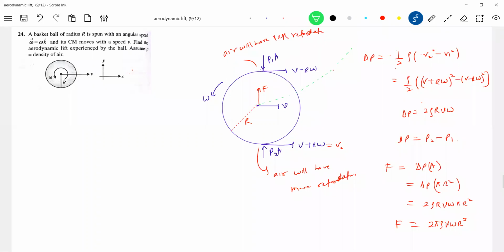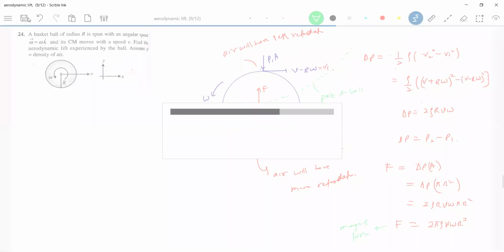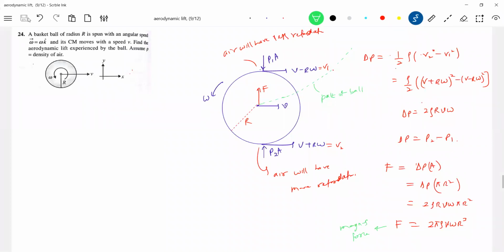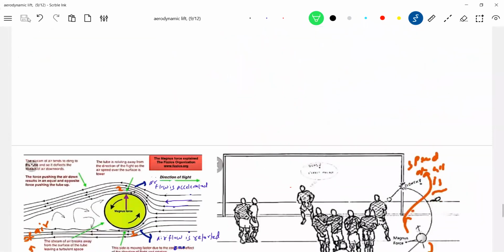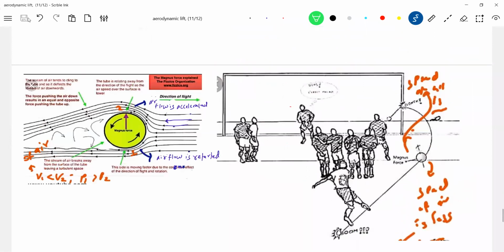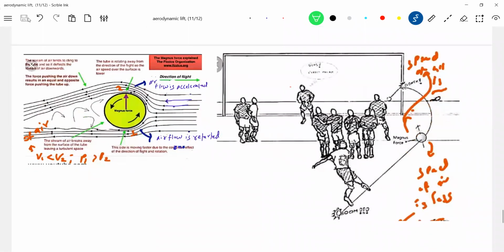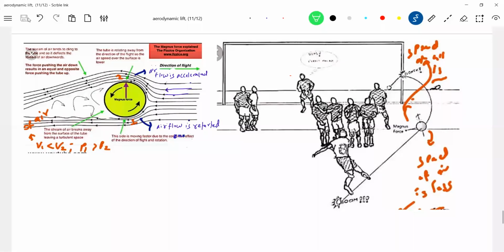Where do we use it? I think most of you like cricket, no? Reverse swing. Do you know reverse swing? We are going to use the Magnus effect. The reverse swing is all about the Magnus effect only. Next, I think football. I brought one diagram to explain. There is a very popular, skilled player who knows how to use the Magnus effect. Let's see how the Magnus effect helps there.